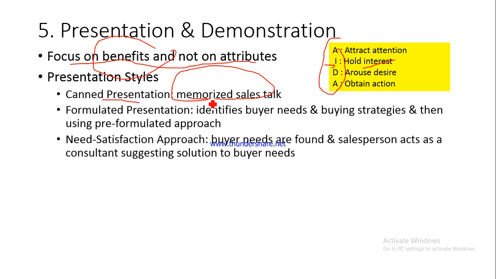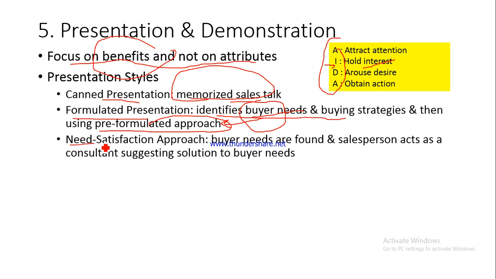So you are not at all concerned with what the prospect is looking for. On the other hand, we have the formulated presentation. In a formulated presentation, the salesperson identifies the buyer needs and then uses a pre-formulated approach. So here it is one step ahead of the canned presentation, because at least the salesperson tries to identify the buyer needs, but still the presentation is a pre-formulated one. It is still not fully customized to the buyer requirements, though you have identified the buyer needs.